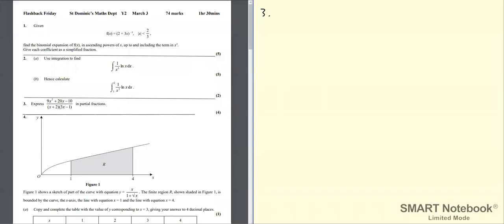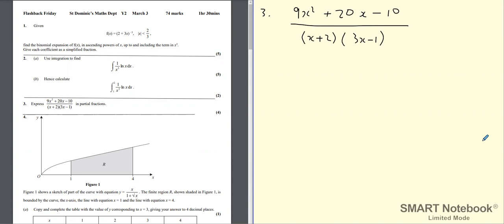Okay, so let's have a look at number 3. We have been asked to express that fraction in partial fractions. So let's write it down first: 20x minus 10 all over x plus 2, 3x minus 1. Now the first thing you should try and identify with a fraction is whether it is an improper fraction or a proper fraction.